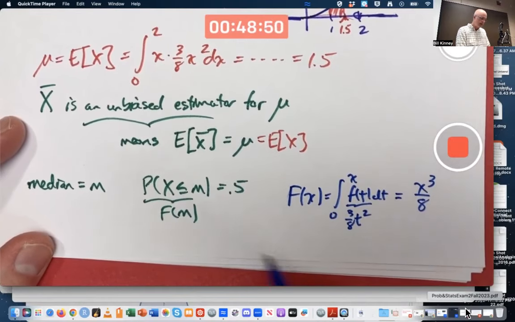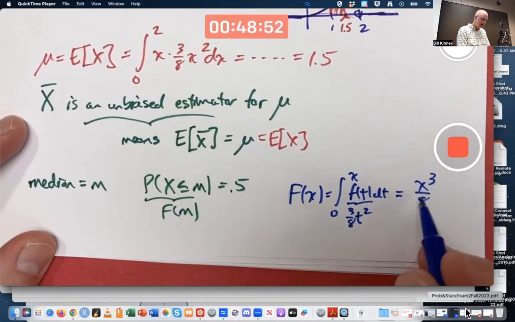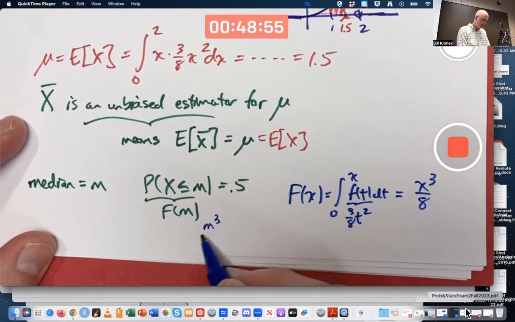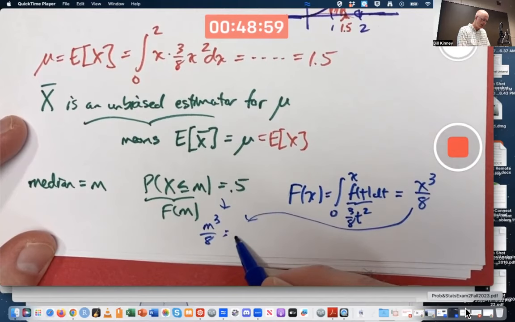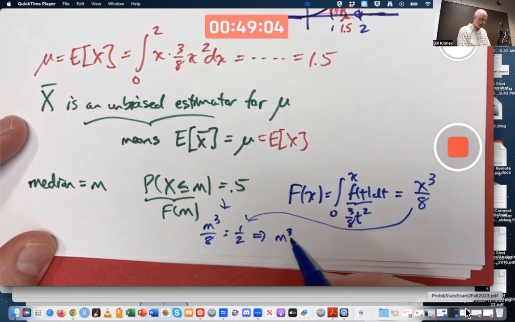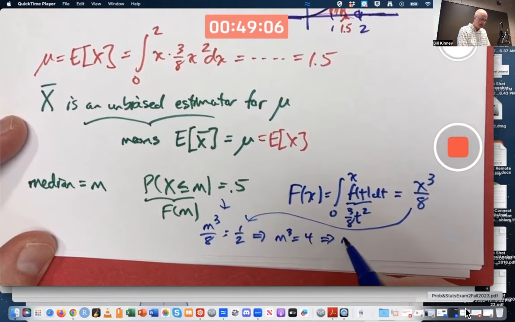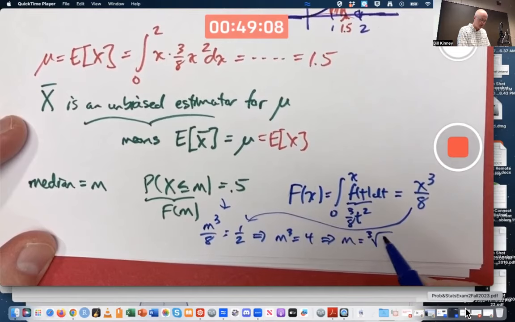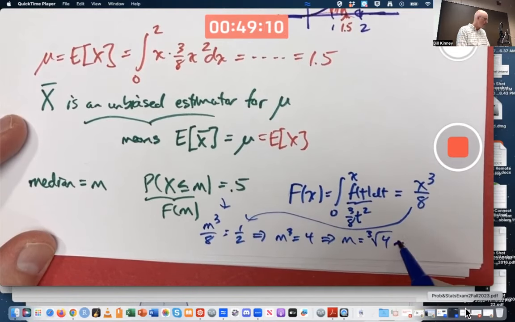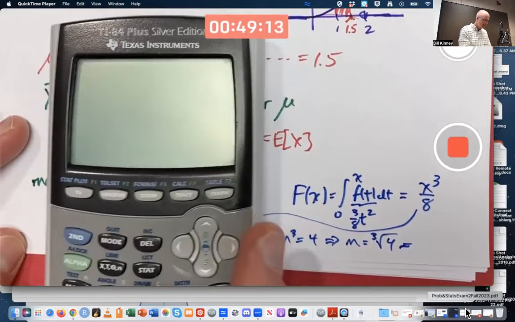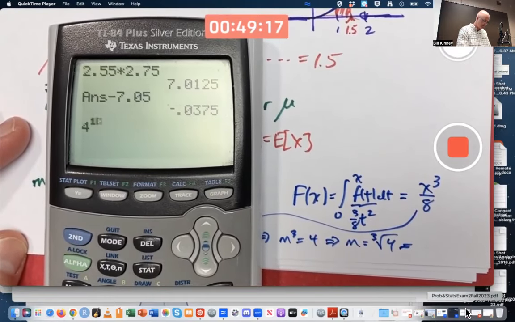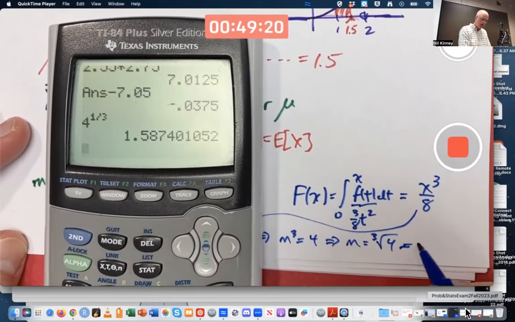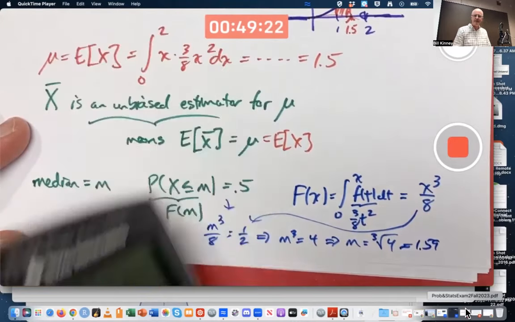And so to find the median here, you replace x with m, you get m cubed over 8. Needs to equal 0.5 or 1/2. Multiply both sides by 8 and get m cubed is 4. So m, the median of this distribution, is the cube root of 4. And that ends up being like 1.59, I think. 4 to the 1/3 power. Yeah, about 1.59 is the median of the distribution.